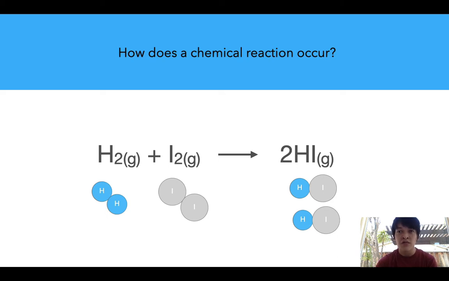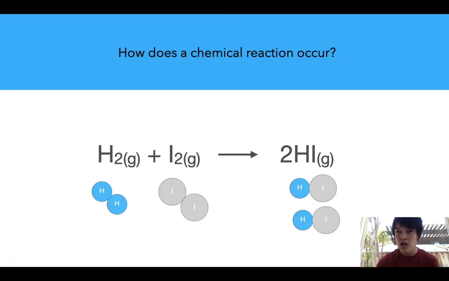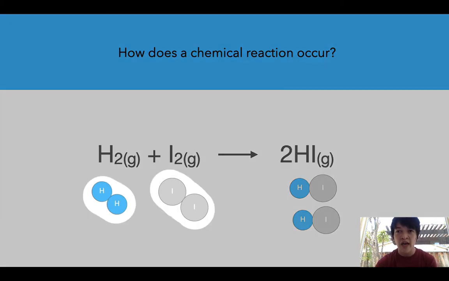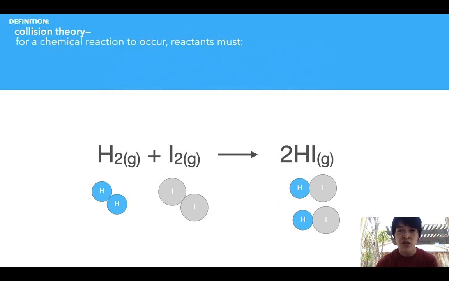We have an example of a chemical reaction below, involving a hydrogen gas molecule and an iodine gas molecule, reacting to form two hydroiodic acid molecules. You might already know this, but what must happen between the reactant molecules for them to turn into product? They have to collide with each other. Actually, there's just a little bit more to it. This brings us to an idea called collision theory.